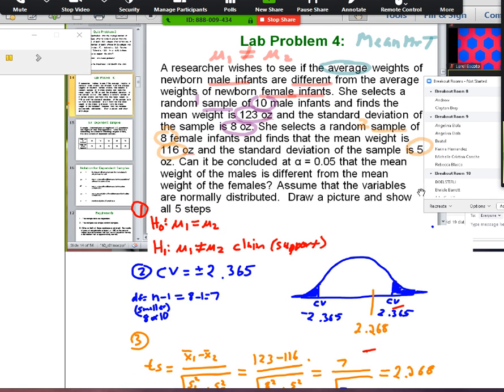Because that wasn't the claim. What they're claiming is that they're different. The researcher wants to know if they're different. He doesn't want to know if the boys are larger than the girls. That would change things. Absolutely, you're right.